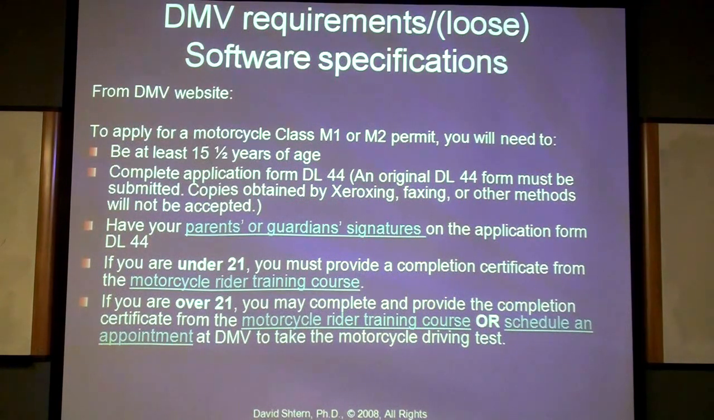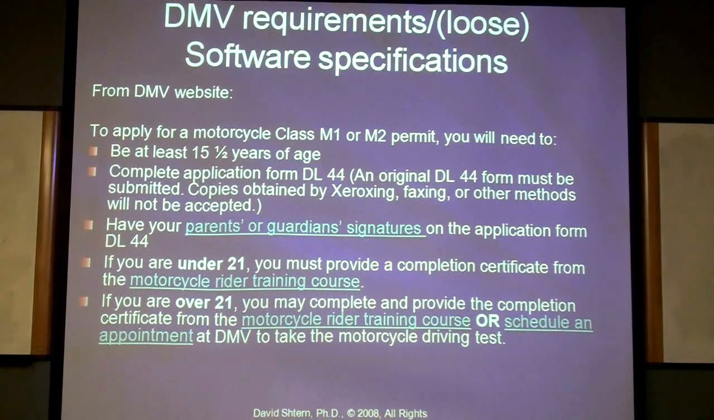And imagine that you open that brochure, and then you read the following. In order to get a motorcycle class M1 and M2 permit, you can also look at what M1 and M2 stand for. You will need to be at least 15.5 years of age, so that's a requirement. You have to complete the application form DL44, which is actually the consent of your parents or legal guardian for you to take the class.